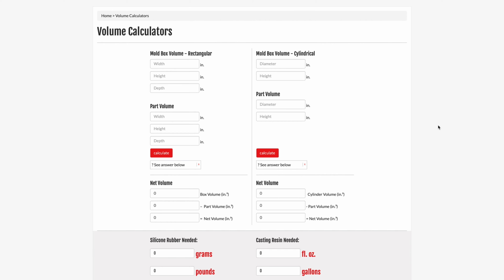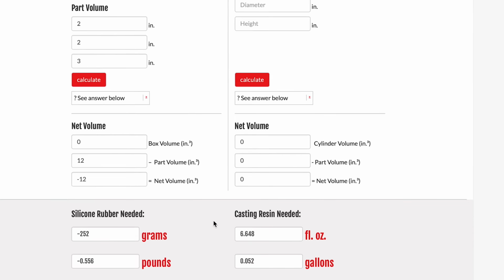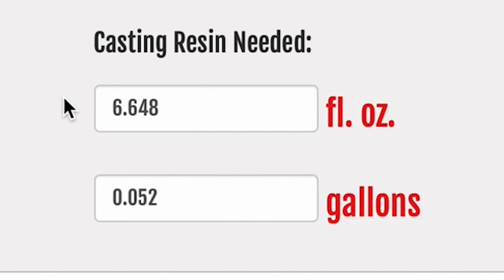While we have both mold box volume and part volume here, you don't necessarily have to add values for each. For example, if you're just looking to understand how much resin you might need to cast a part, you could just enter values down in the part volume. For example, 2 by 2 by 3 for your dimensions. Hit calculate, and it'll show that you need roughly 6.6 fluid ounces of casting resin.